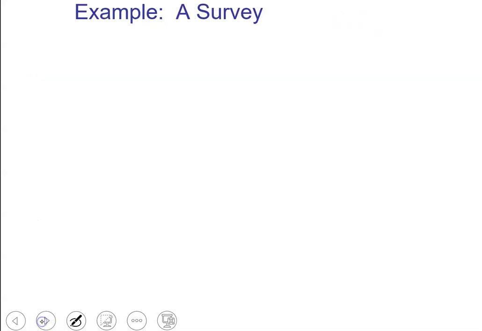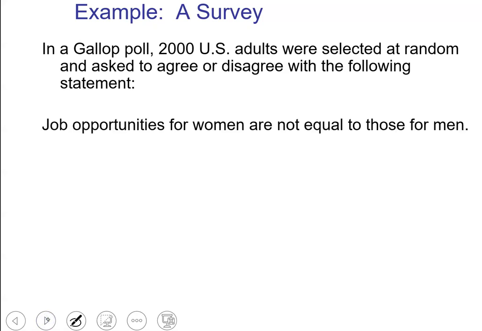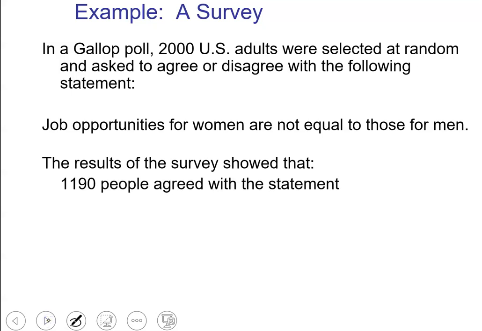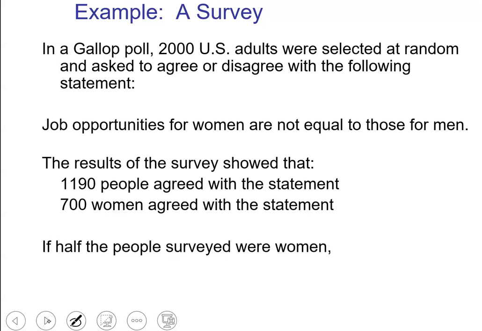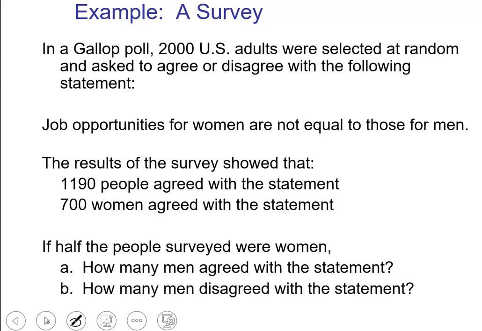So let's think of an example here. We have a survey. In a poll, 2,000 U.S. adults were selected at random and asked to agree or disagree with the following statement: Job opportunities for women are not equal to those for men. Here are the results. 1,190 people agreed with the statement, and 700 women agreed. If half the people surveyed were women, A, how many men agreed with the statement? And B, how many men disagree with the statement?